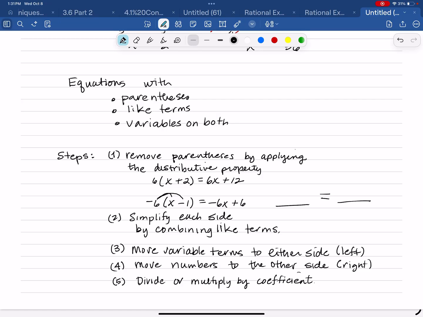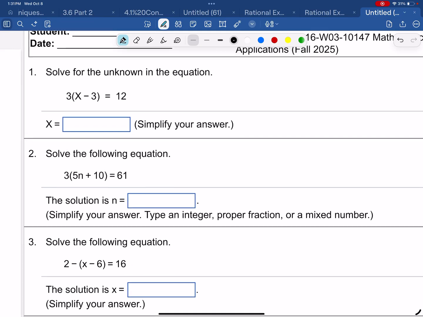Okay, so these 5 steps will help us. We'll get the parentheses done first. We'll simplify each side. If we have any like terms, move the variables to one side, the numbers to one side, and then after that, all we have to do is multiply or divide, whichever is the opposite of what's being done to the variable. All right, so let's do some examples of these.